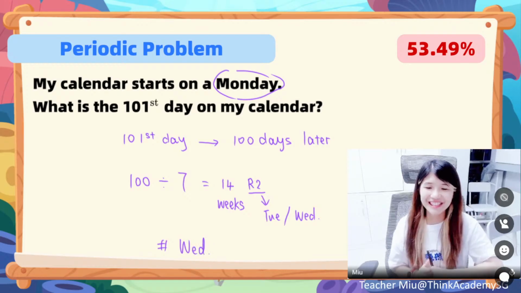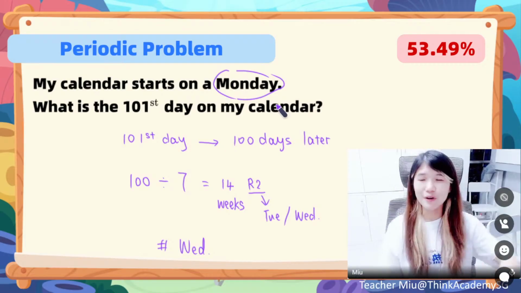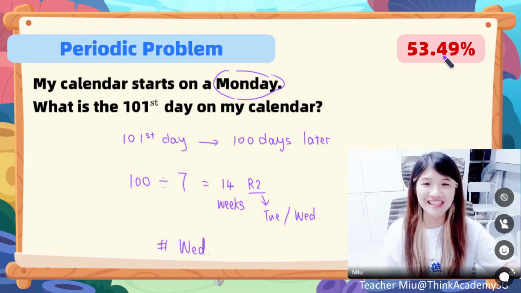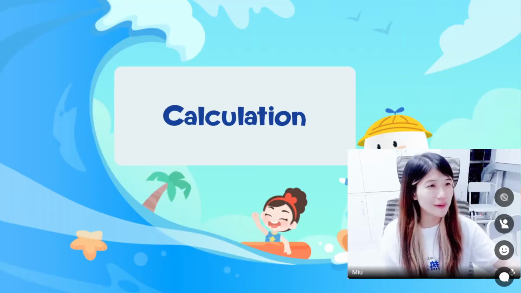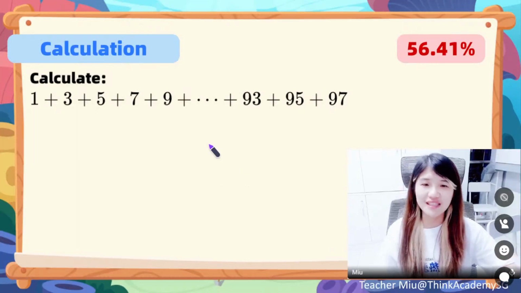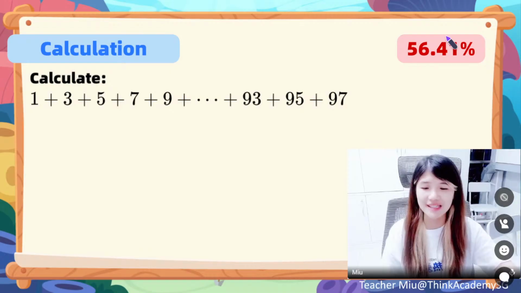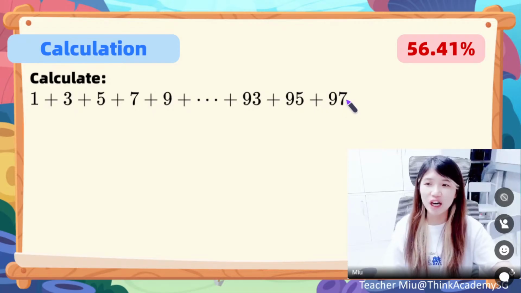Good to hear. This is easy. Very good to hear. So this is a periodic problem with only 53% correct. Then we go to the calculation problem. For the calculation problem, to my surprise, all right, actually, we got one question lower than 56%, 57%, which is 1 plus 3 plus 5 plus 7 plus 9 all the way to plus 97.